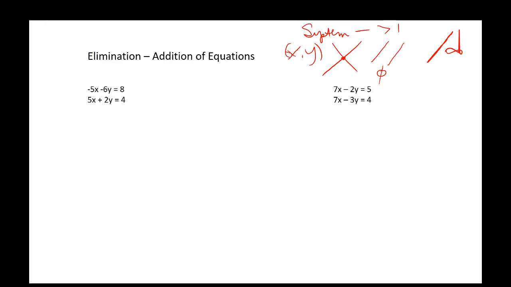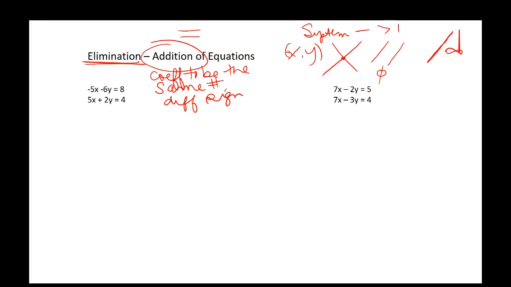So the method we're going to use today has to do with adding equations together. We can add equations together, and the equality will still hold. But we want to add two equations together so that one of the variables is eliminated. So we need the coefficients of one of the two variables to be the same number, different sign.